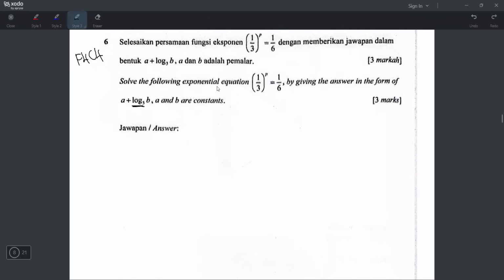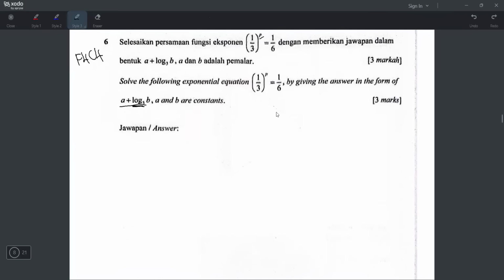Solve the following exponential equation: (1/3)^P = 1/6, by giving the answer in the form of a + log b base 3, where a and b are constants. Okay, first of all, 1/3 and 1/6 cannot change to the same base. Let's just make that clear. 3 and 6 can't change to the same base.